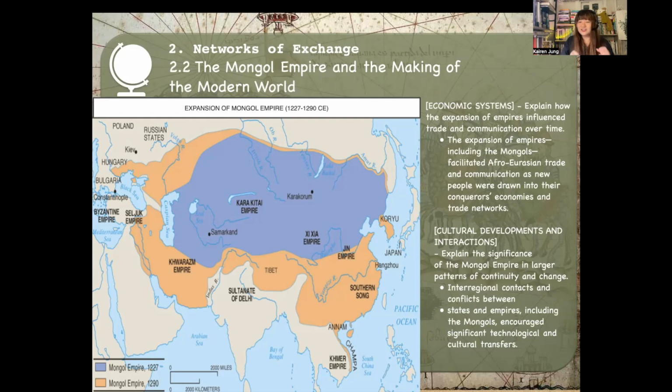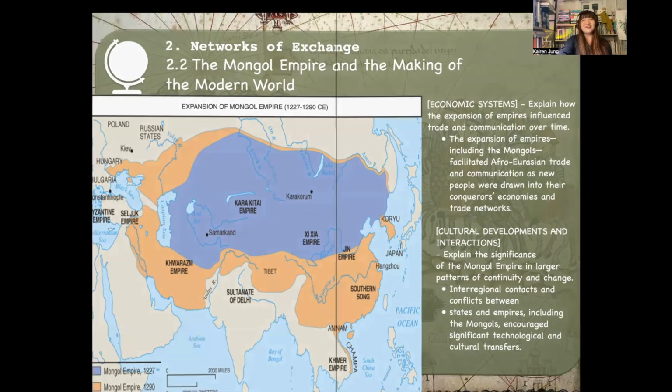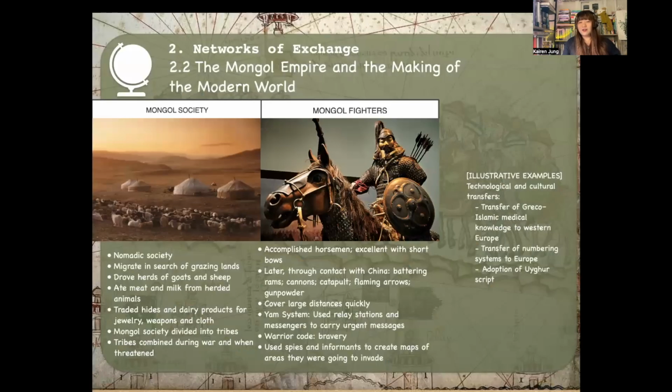You had interregional contacts and conflicts between these states and empires, including the Mongols, encouraging significant technological and cultural transfers, a lot of cross-pollination taking place. Some of it not entirely of their own volition, and definitely none of this taking place peacefully. But we'll look briefly at Mongol society and what it was like to be a Mongol fighter before we get into the nitty-gritty.